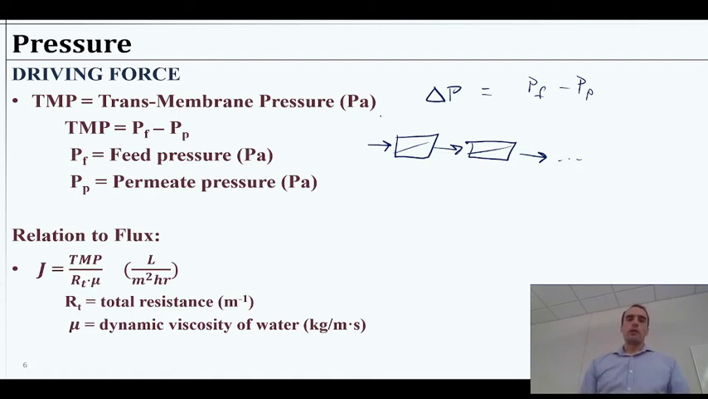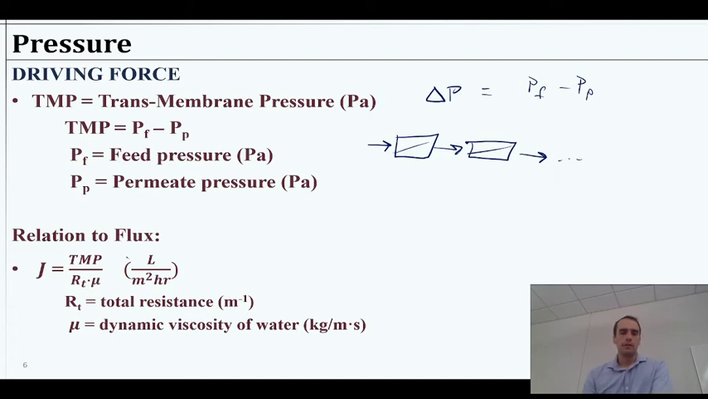Okay, so how does this pressure relate technically to the flux? You think, okay, we ramp up the pressure, we get more flux. Well, that is true in a sense, and here's our relationship. We have the flux equal to this transmembrane pressure divided by the membrane resistance times the dynamic viscosity of water.